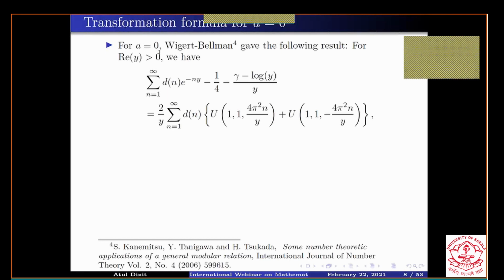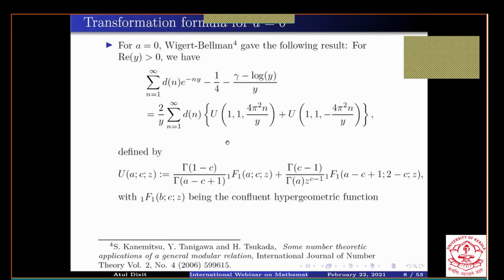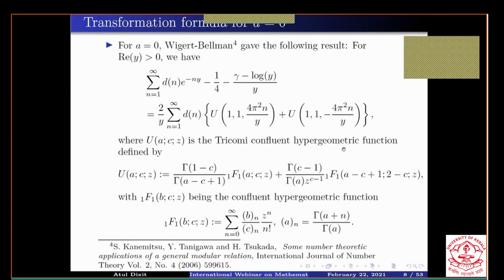When you take a-th powers of all divisors of n and you take this sum, when a equal to 0, what are you doing? You are actually just counting how many divisors you have. So that's why you get this divisor function d of n. So you have this particular transformation. What is this U function? This is the Tricomi confluent hypergeometric function.